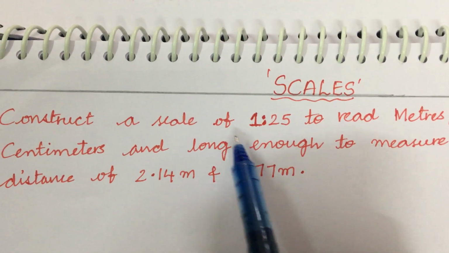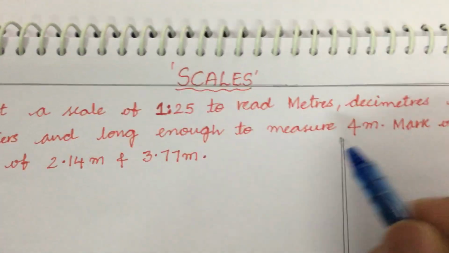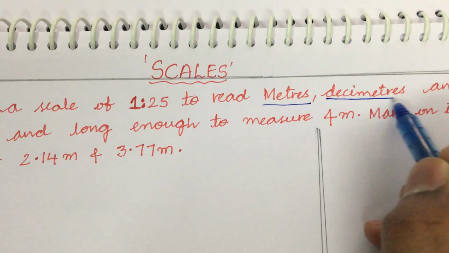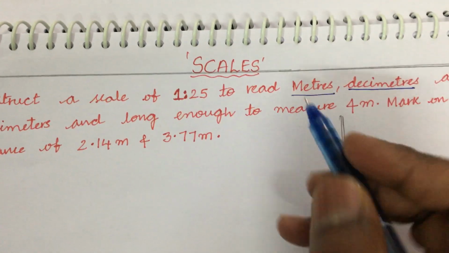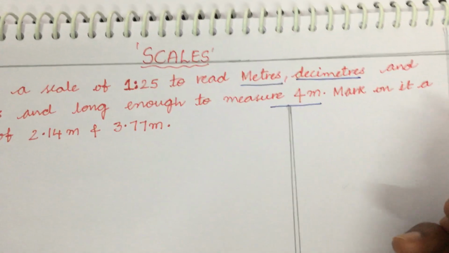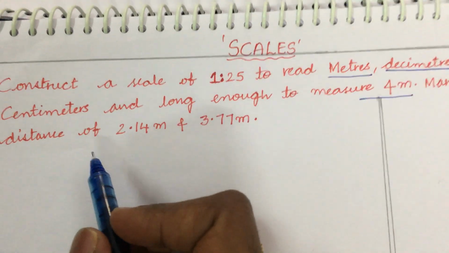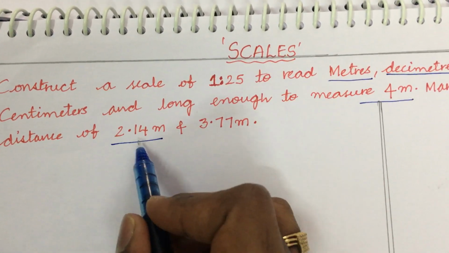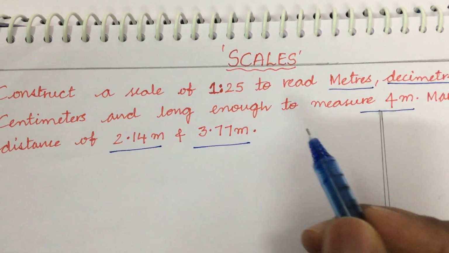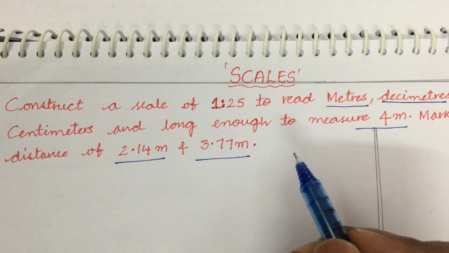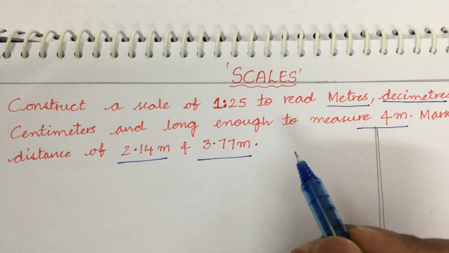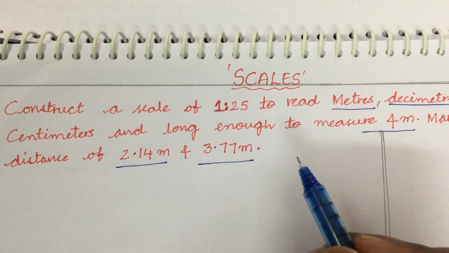Construct a scale of 1:25 to read meters, decimeters and centimeters and long enough to measure 4 meter. Mark on it a distance of 2.4 meter, 2.14 meter and 3.77 meter. This is one of the questions asked in the previous question papers, and first you need to identify whether it is a plane scale or diagonal scale.